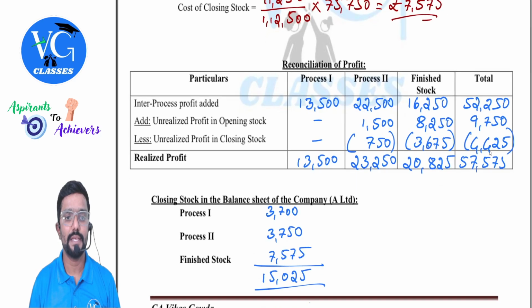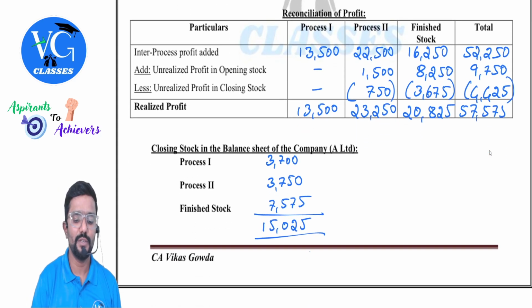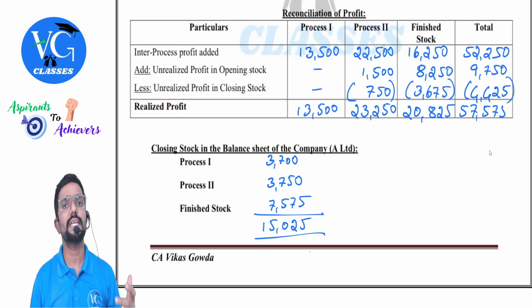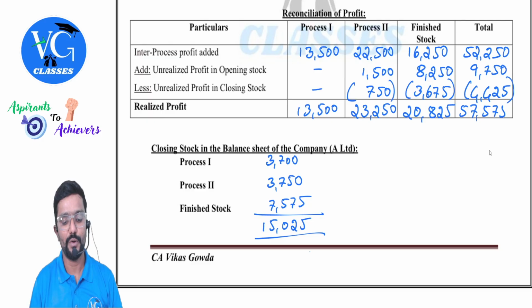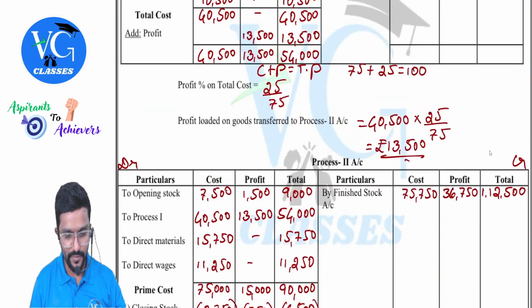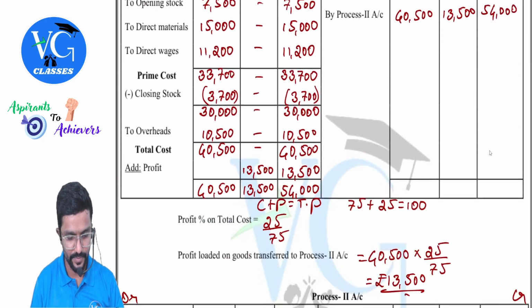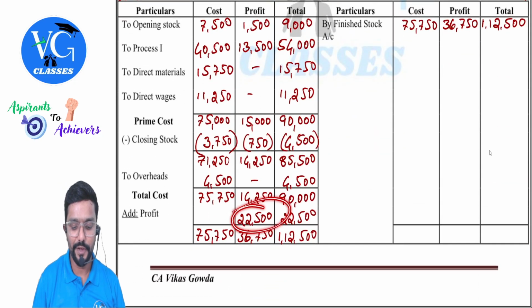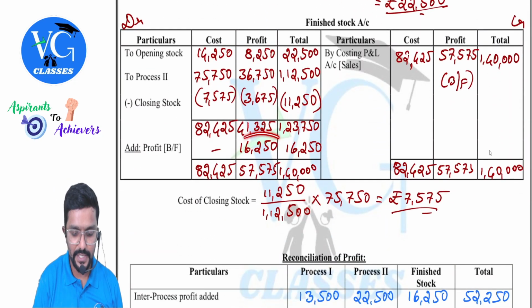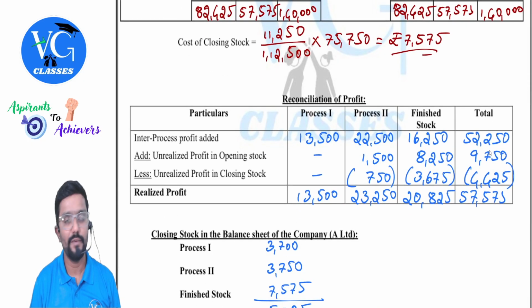Finished stock. Oh, guys, you will do this only if they have asked in the question for reconciliation of profit. So the inter-process profit added, you have to take. What are the inter-process profits, sir? One by one we will see. 13,500, 22,500, and here 16,250. Clear, we will take it.